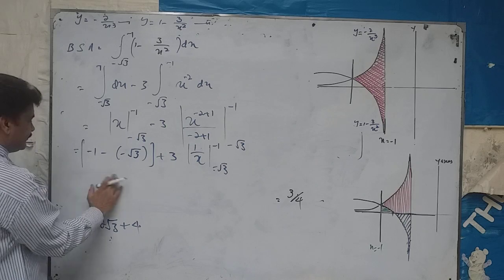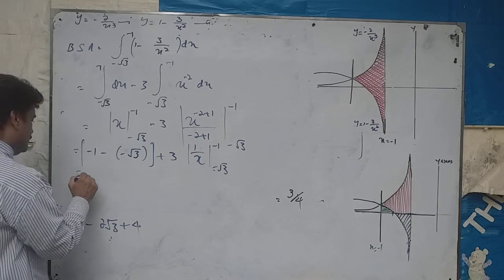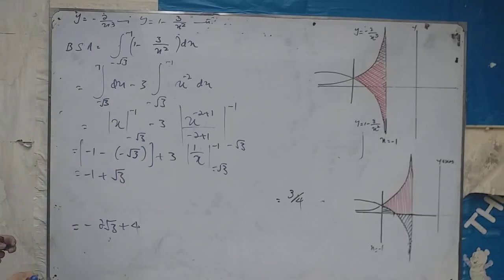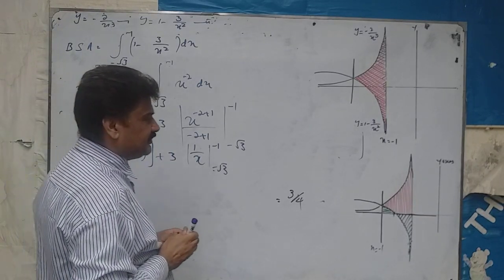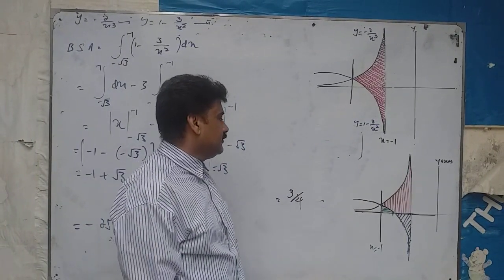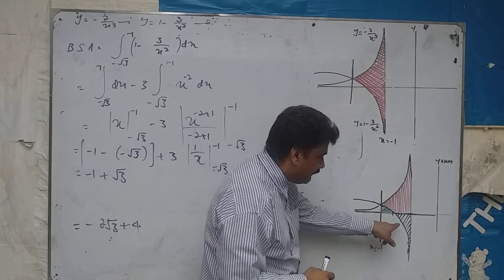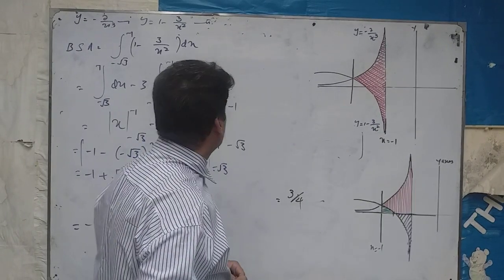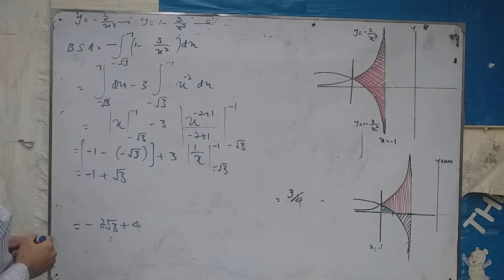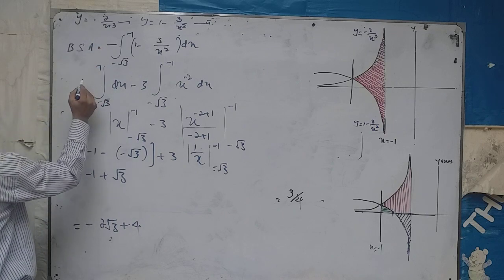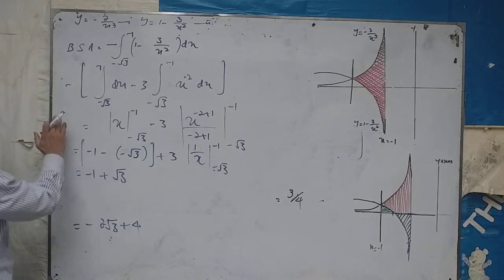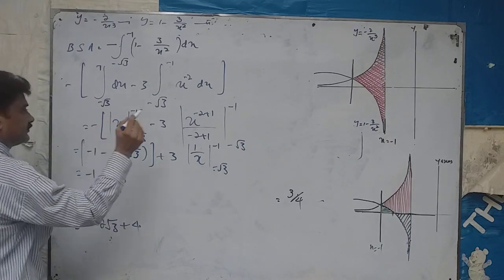When we use these limits, we get minus 1 plus under root 3. When we find this area, we know that this area lies below the x-axis, and when we find an area which lies below the x-axis, we put the negative sign. We put the negative sign with this integral.